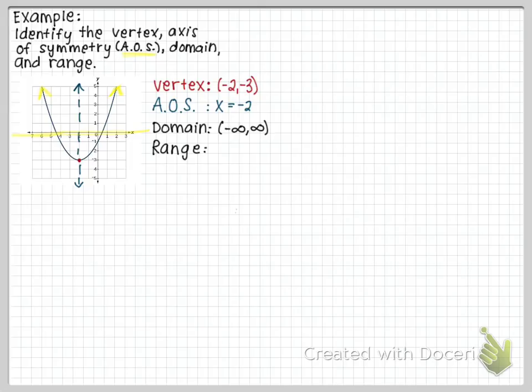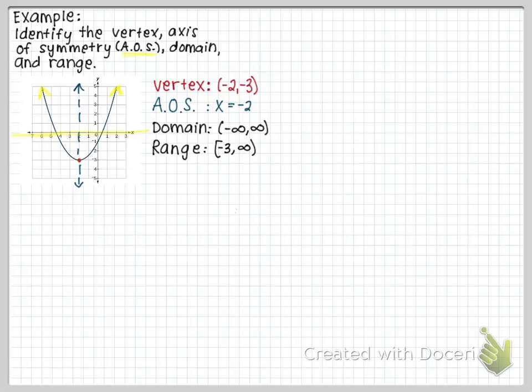My range, is there a smallest y? Well, yes, in this case there is. See how this point right here, that's the smallest y value, right? There's nothing lower, there's nothing down here. There's nothing lower than that y. So in this case, my range is going to start at -3, and it's going to go up to infinity.